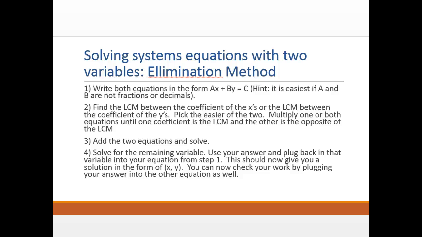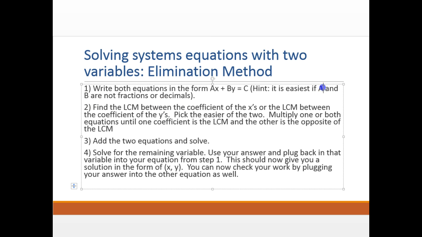There's a second method we have, which is called the elimination method. In the elimination method, we want to start by writing our equations in standard form, ax plus by equals c. And it's actually easiest if a, b, and c are not fractions. In fact, that's one of the first steps you want to do, if you do have fractions, is to get rid of them. Next, you're going to look at the least common multiples between your x's and the least common multiples between the coefficients of your y's, and pick the easier of the two to deal with.